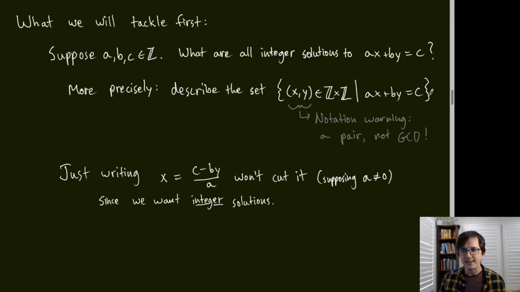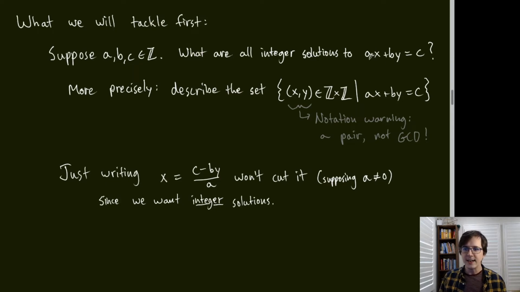And just a notation warning: we've been using pair notation for GCD, but we're also going to use it for points. That's an unfortunate thing about the parenthesis notation for GCD. But in context, we'll figure out which one's which.